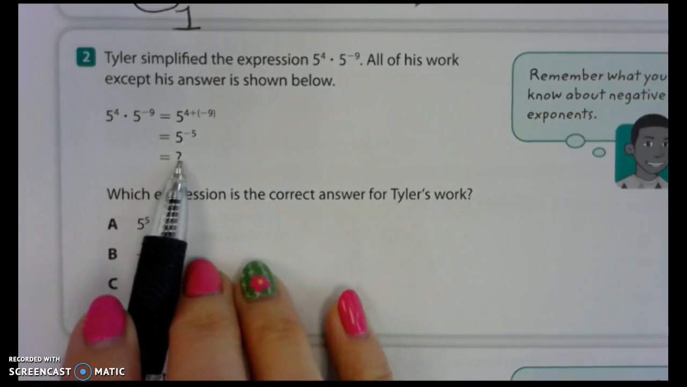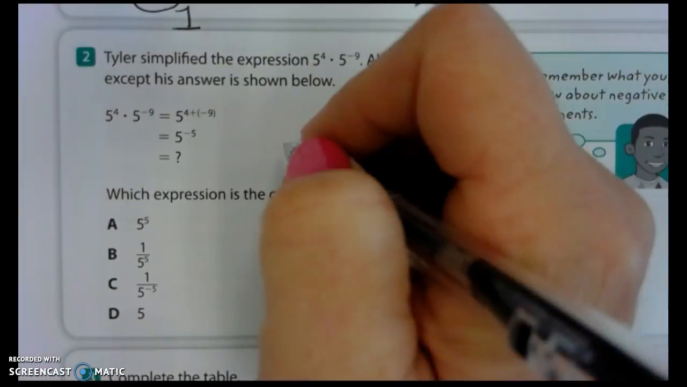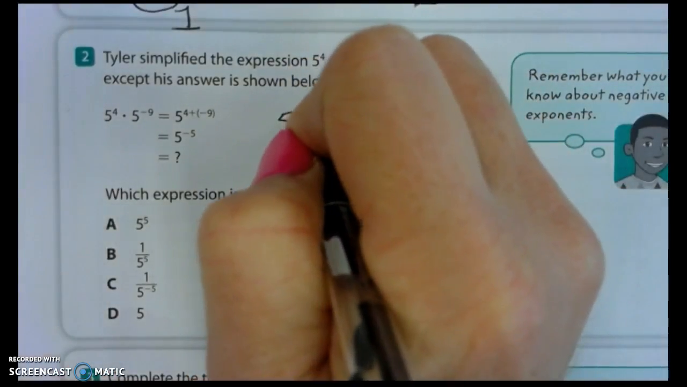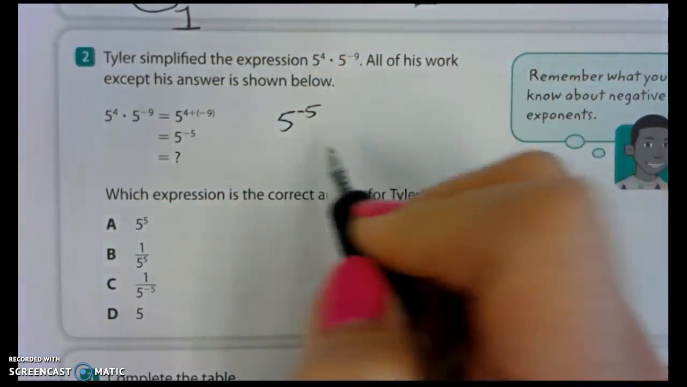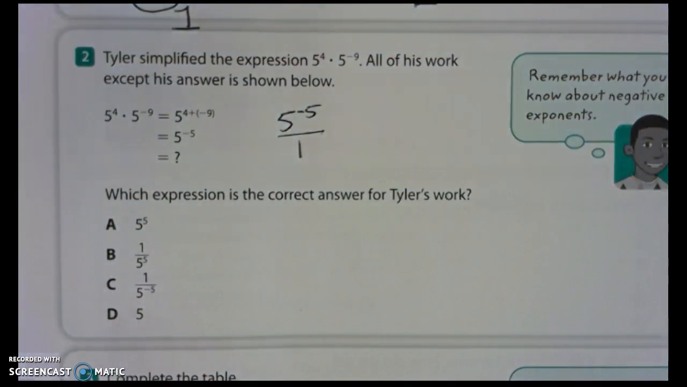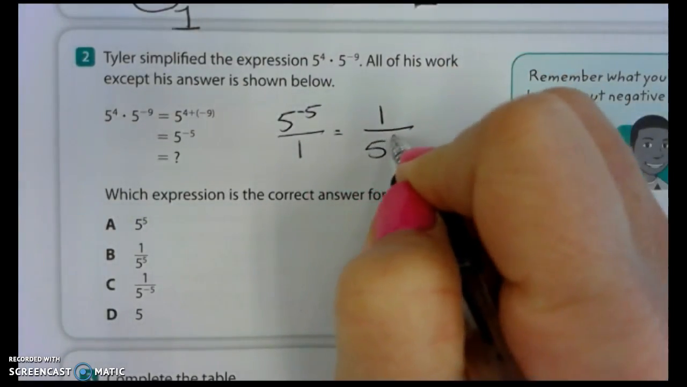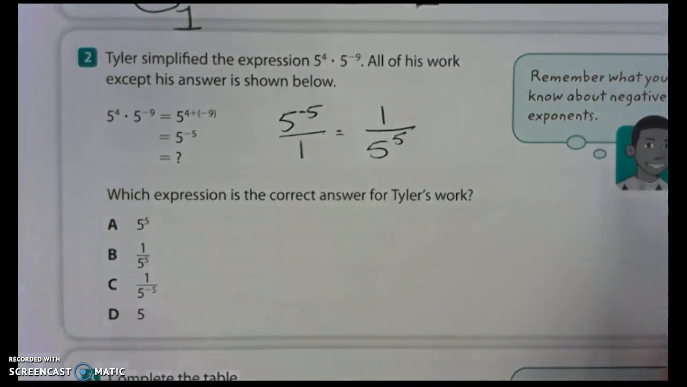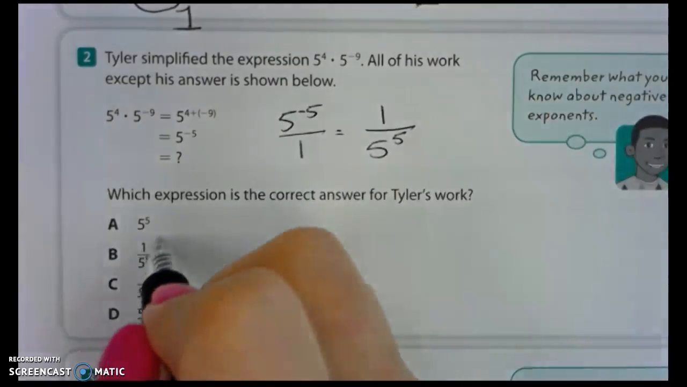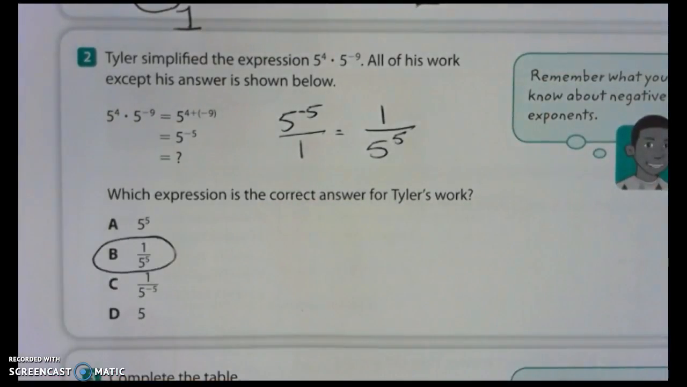Now he's not done because we're not allowed to leave a negative exponent. To make a negative exponent positive, we're going to take that 5 to the negative 5, we're going to make it a fraction over 1. Then when we flip the reciprocal, our negative 5 exponent becomes a positive 5. The correct answer here is B.